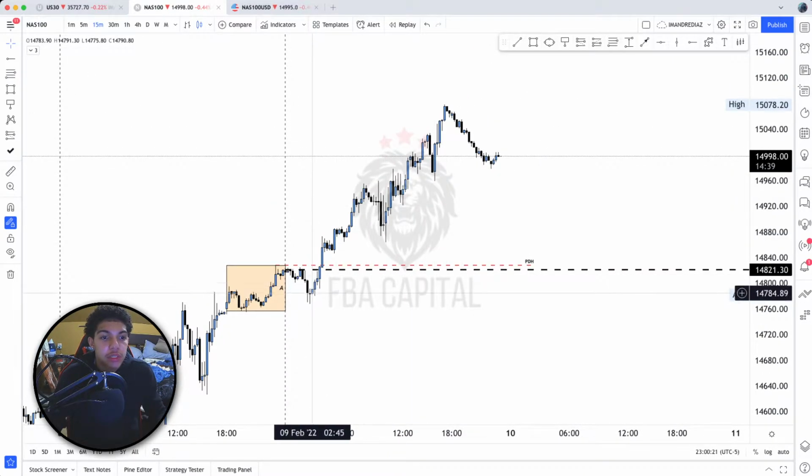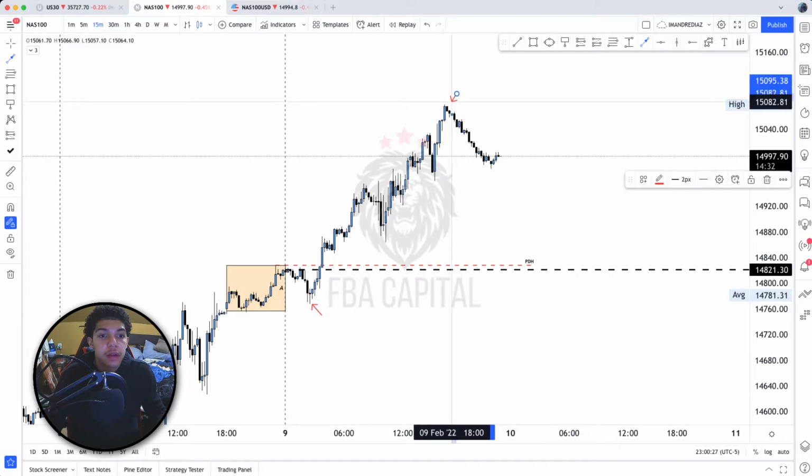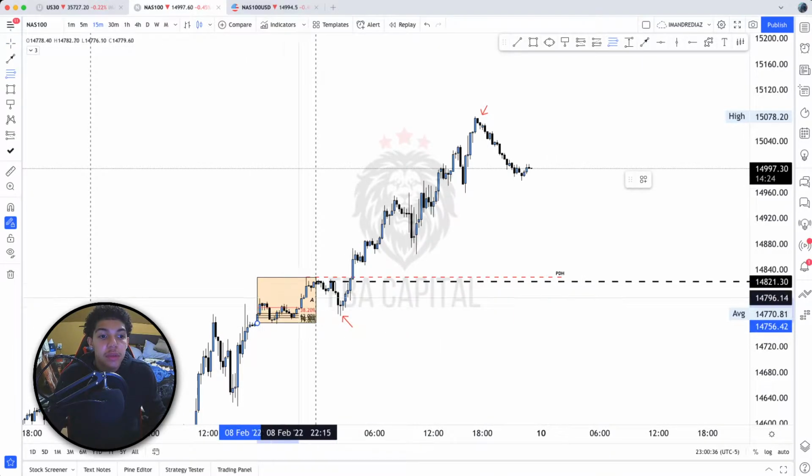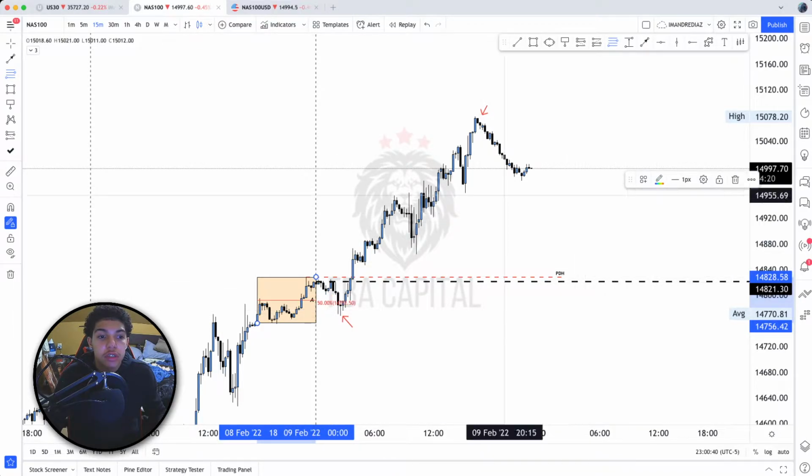So as we see price point higher, the area I want you guys to pay attention to is down here and up here. And why? Because this is the low of the day and this is the high of the day. Now that doesn't make it important, but I want you to see where it made it, at what time, and when.